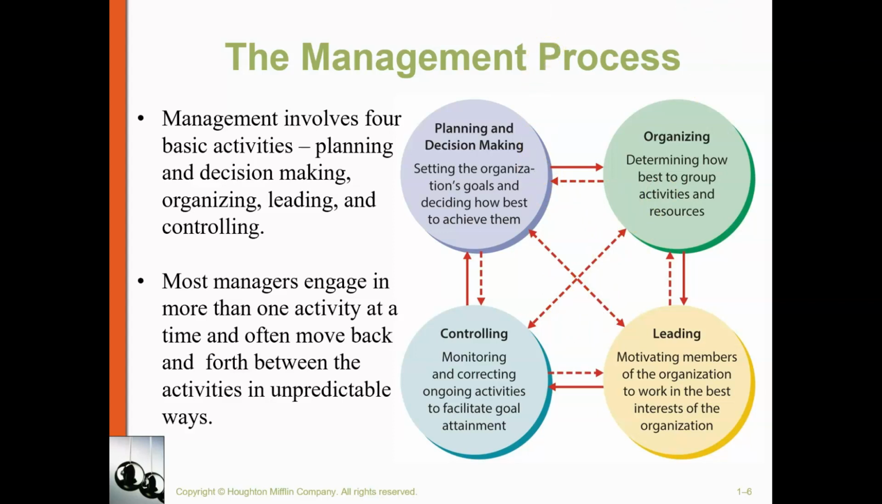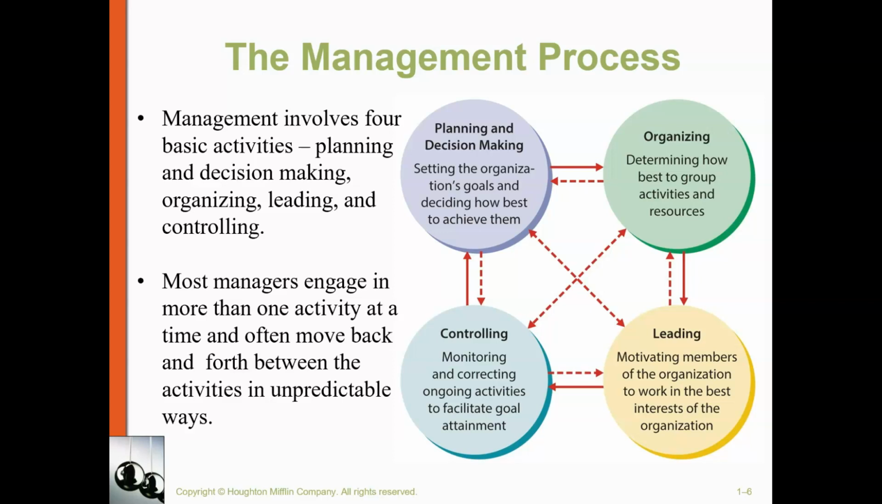So we typically start with planning and decision making because we need to have goals. And we usually end with the controlling function because we have to see if we've made progress towards those goals. But in between, we're actually doing these things in any given order or simultaneously.